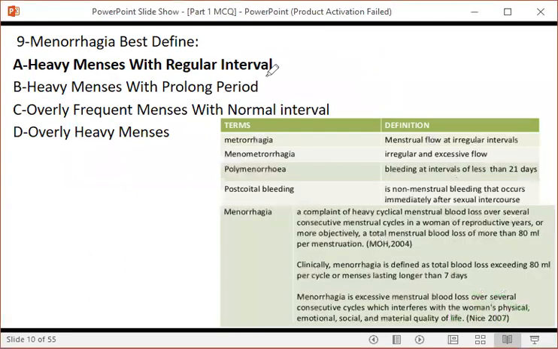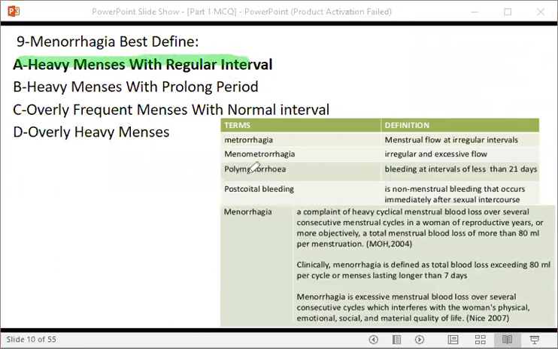Next question, menorrhagia is best defined as. What is menorrhagia, guys? It's heavy menses with regular bleeding. There are many other definitions here. Heavy menses with prolonged bleeding, what do we call it? Overly frequent menses with normal interval, overly heavy menses.